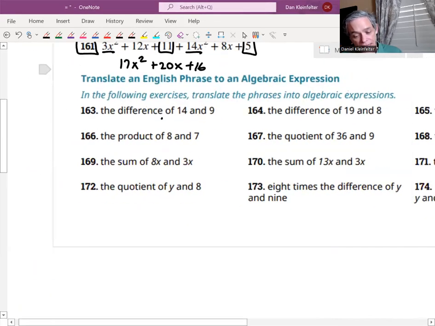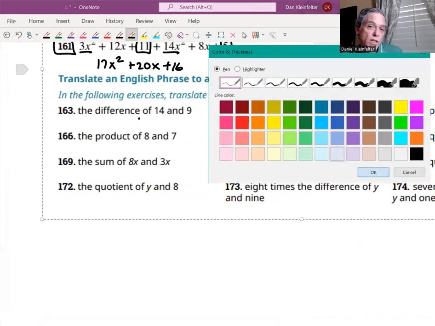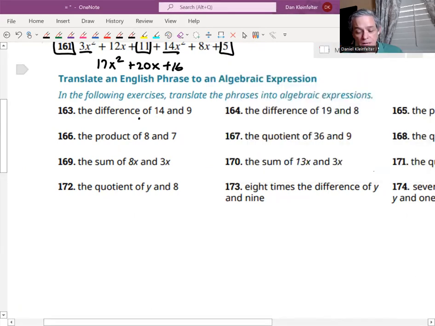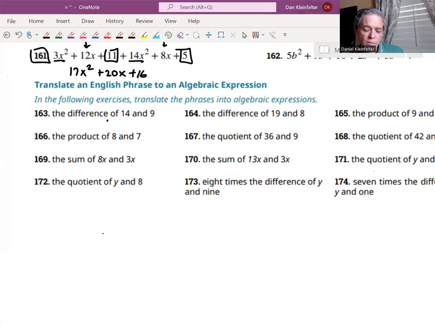In the next set of problems we're to turn from words into math. So this is a valuable skill in working with word problems, definitely, and elsewhere. The difference of 14 and 9, that's a subtraction, 14 minus 9. Notice the directions here. It says translate the phrases into algebraic expressions. That's why I'm going to stop here, just leaving it as an expression. I'm not going to turn 14 minus 9 into 5, right? Because we want to know the translation part.